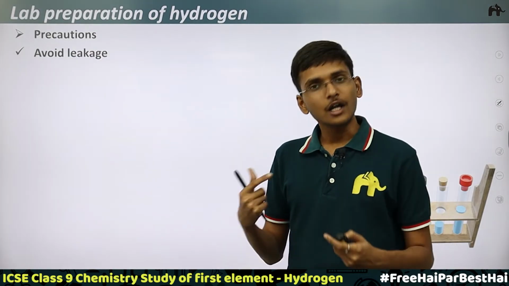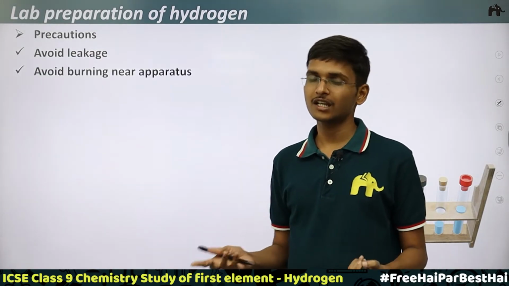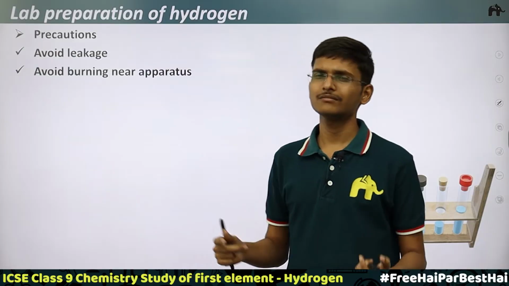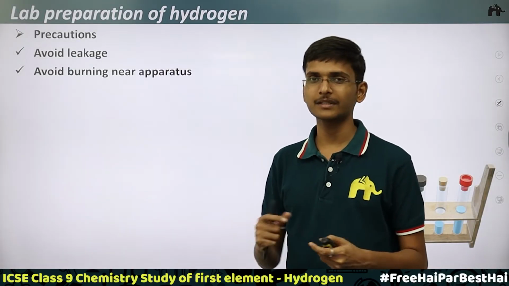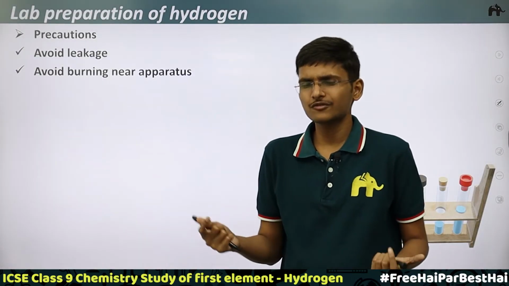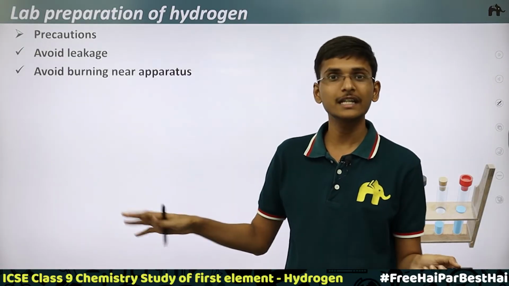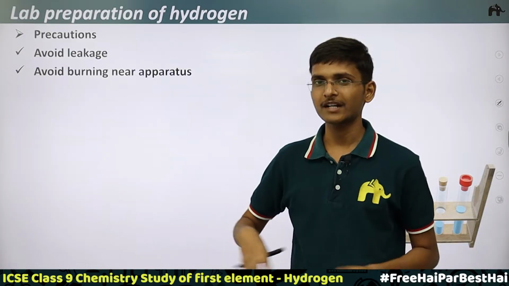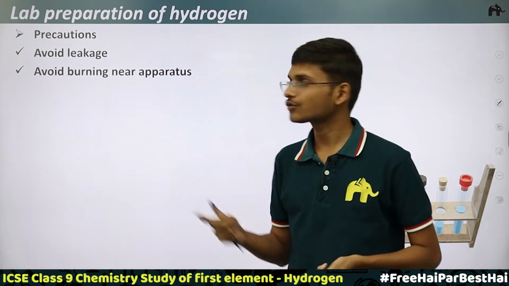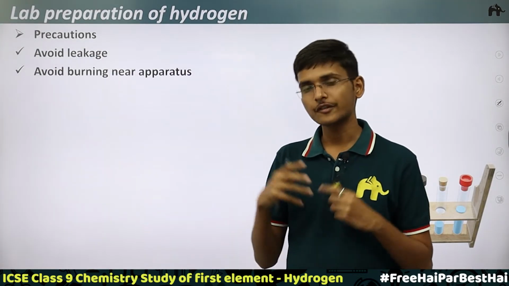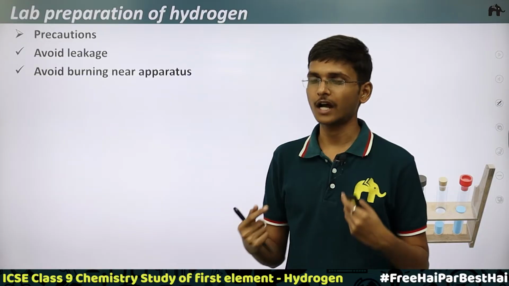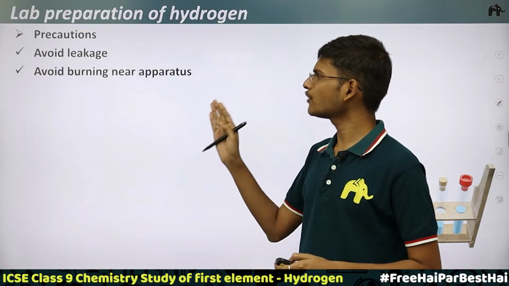Along with avoiding leakage, we cannot ensure 100% foolproofness, because somewhere or other leakage may happen. So we should also take care of one more important thing: if some leakage takes place, we should ensure that we are not burning anything around the apparatus where we are collecting the hydrogen. If we avoid burning near the apparatus, we avoid the risk of hydrogen getting burnt. Clear? Avoid burning near the apparatus.